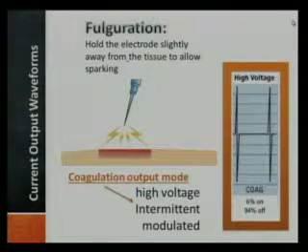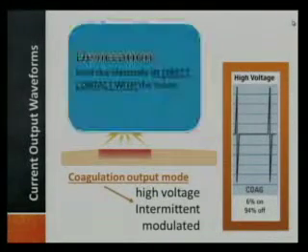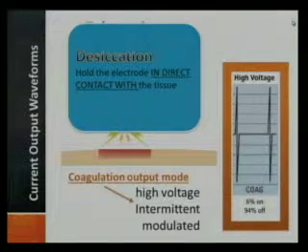Again, you can use the non-contact and contact technique. In a non-contact technique, you hold your electrode slightly away from the tissue and you get sparking of the current from the electrode to the tissue. This is really good for superficial bleeding and oozing. This is what's described in a lot of the literature as the best use of your coag waveform, a non-contact technique. Contact with the tissue in a coag waveform would result in desiccation and protein coagulation and drying out of the tissue.